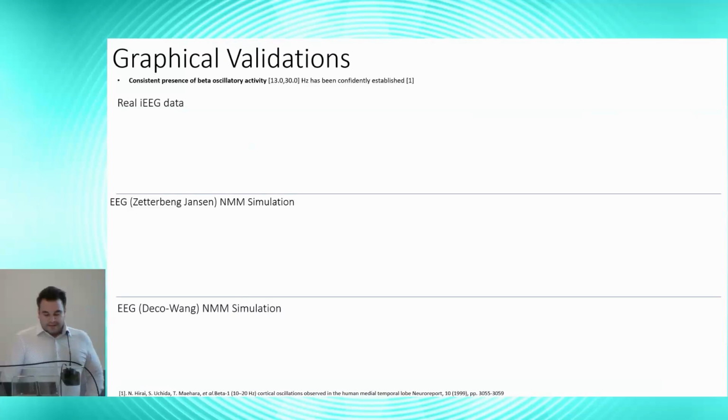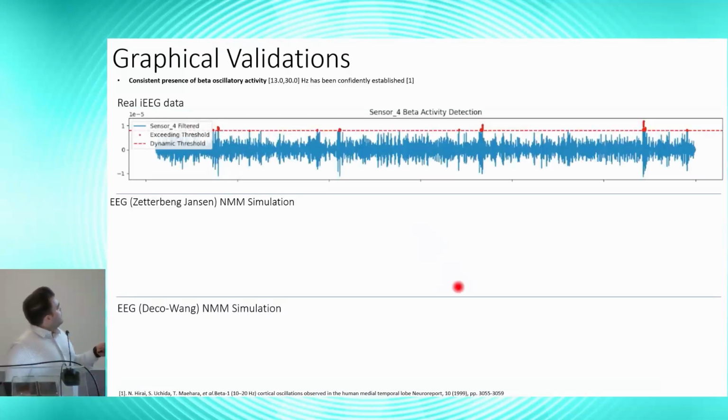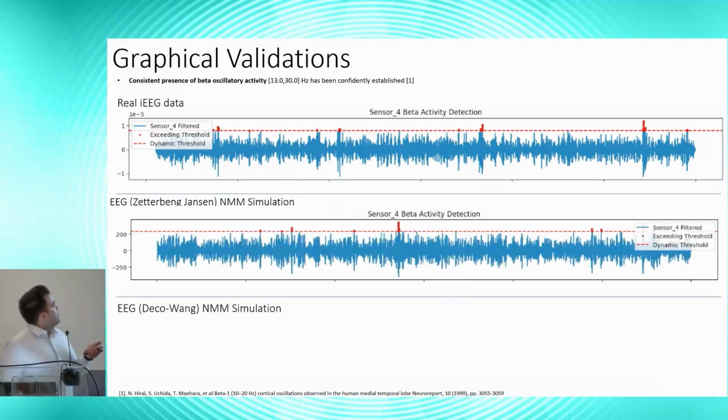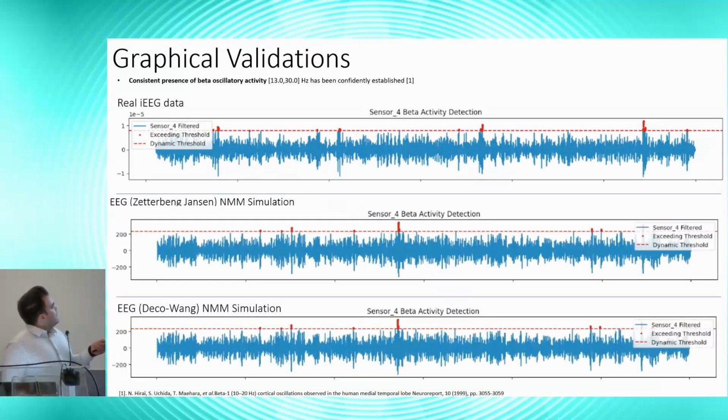The next one is a consistent presence of beta oscillatory activity, that is between 13 and 30 hertz. We can see some more consistent spikes within the filtered data. Well, the red line is a dynamical statistical defined threshold. We can see a similar pattern for the simulations. We can see a consistent presence of these spikes within these frequency ranges.